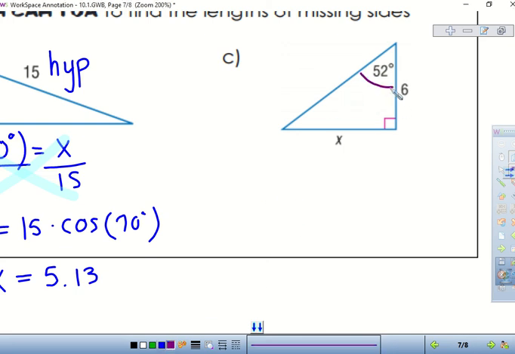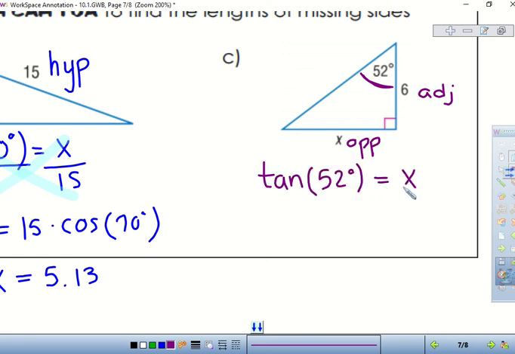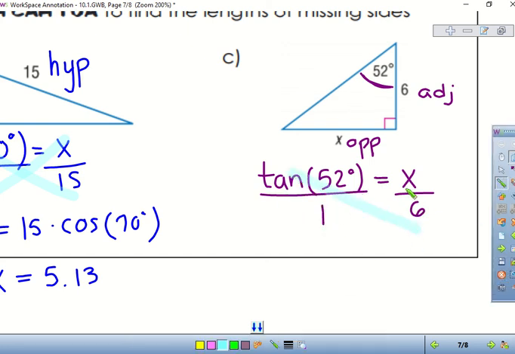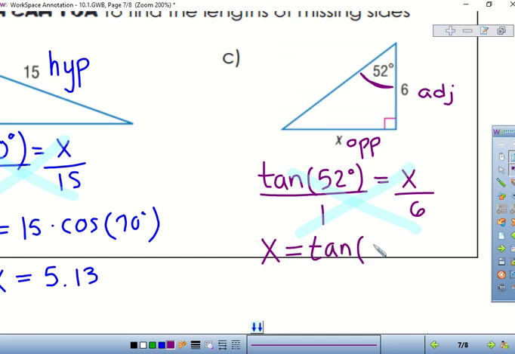So on this one, we have our theta. We know what side? We know the adjacent, and we want to know the what? What trig function is that going to be? Tangent of my angle measure is equal to x over 6. We put this over 1, and we cross multiply. We get x equals tan of 52 times 6, which means x equals about 7.68.